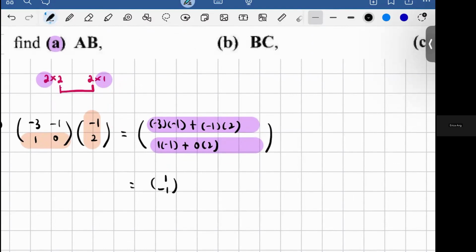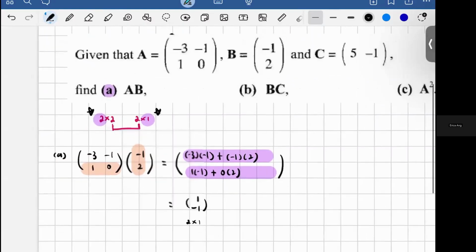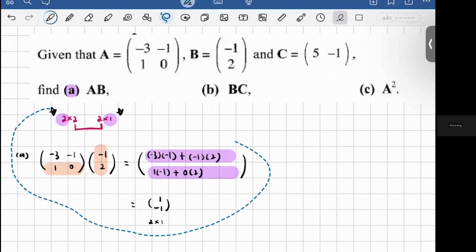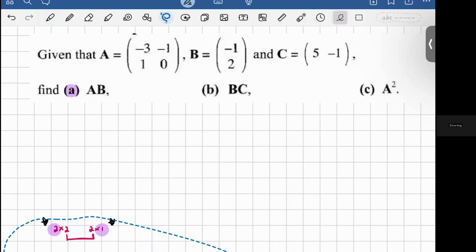Can you see it's a 2 times 1 matrix? That is your answer here and here. This is how it works. Clear? Go in order like that, so you will never ever go wrong. Start from identifying the matrix first.